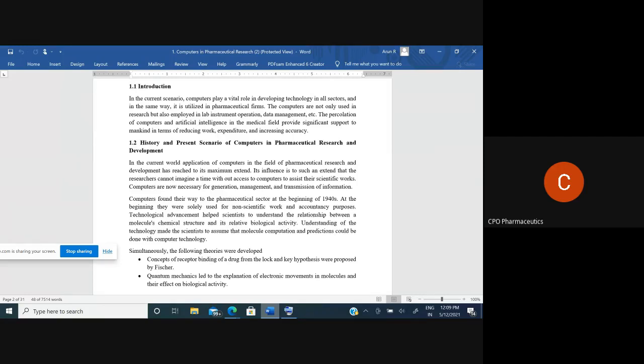But surprisingly, in the initial stage, they did not enter for scientific purposes. Those computers entered pharma sectors for non-scientific applications, for example accountancy and calculations, like a calculator. And then at a later stage, after the 1940s, there was one big outbreak in research: people started thinking that molecules and receptors are related.